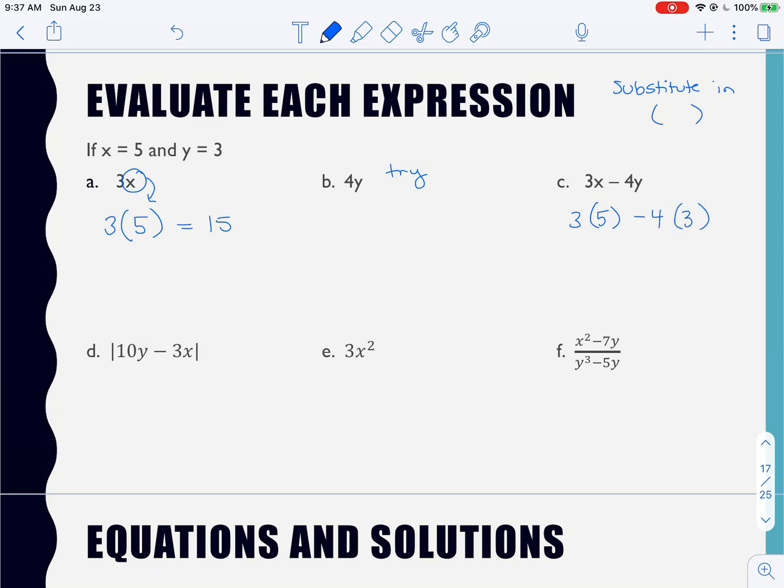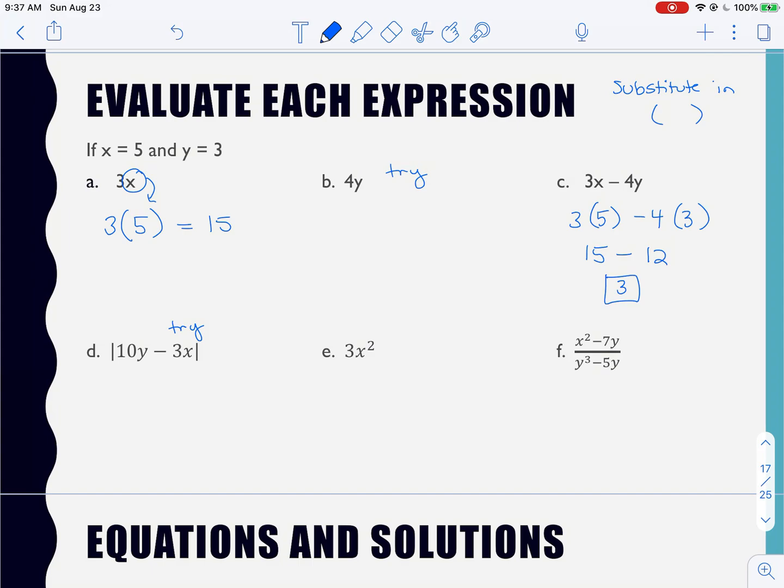And then I'm going to substitute in the 3 for the y. And so this is going to be, order of operations says multiply first. So 15 minus 12, which is going to give me 3. So you guys go ahead and try D. You can check it against the finished notes.